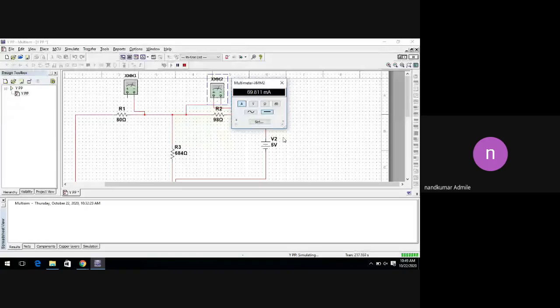So can anyone tell what is the value of y11? How to calculate the parameter y11?